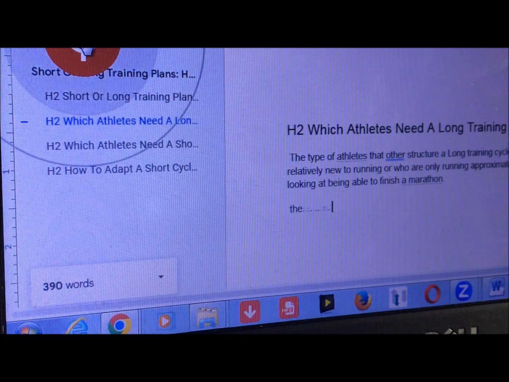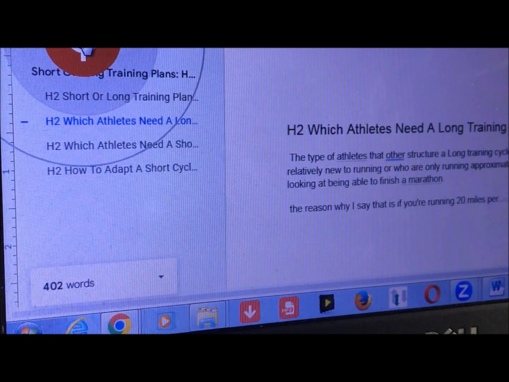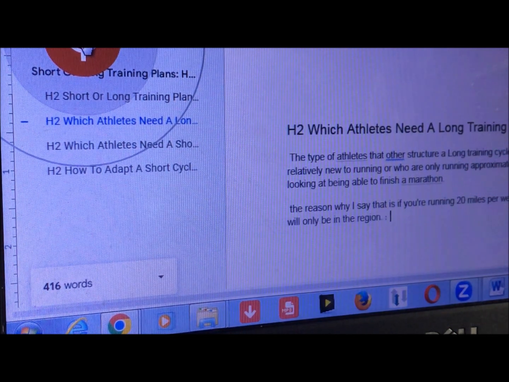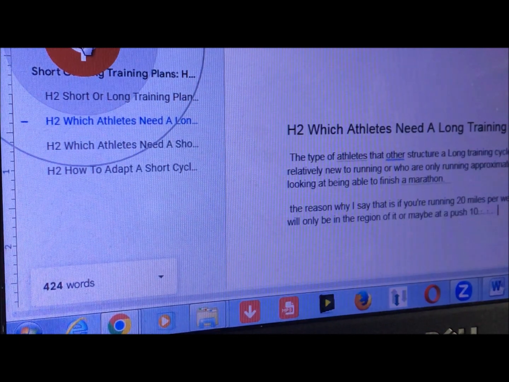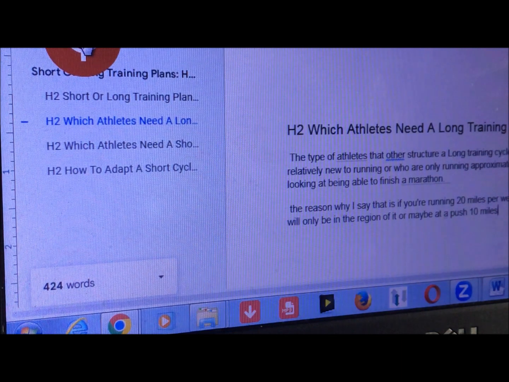The reason why I say that is if you're running 20 miles per week, it's very likely that your long run will only be in the region of 8 or maybe at a push 10 miles per week. Period.